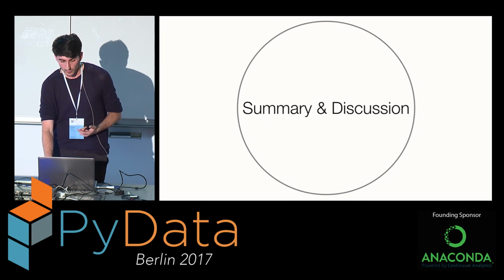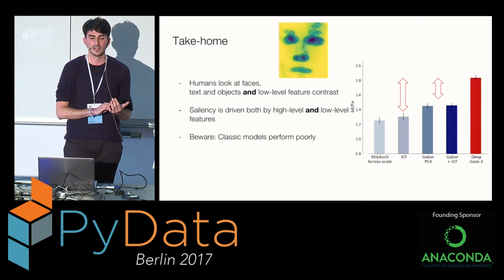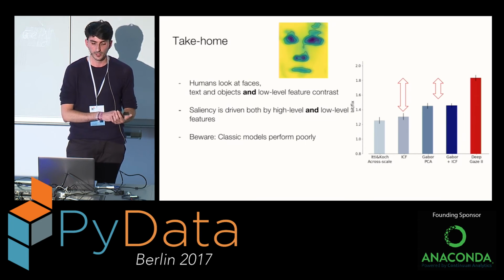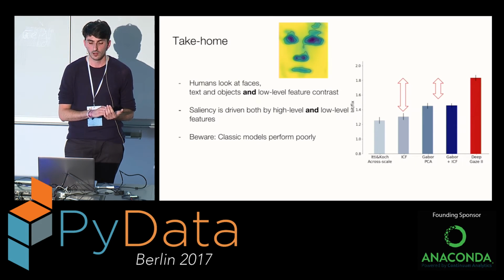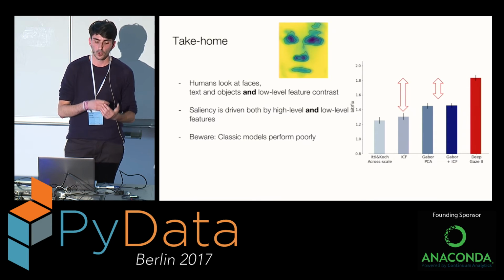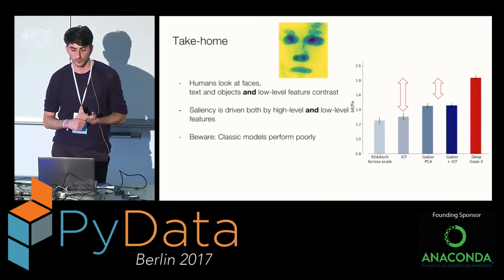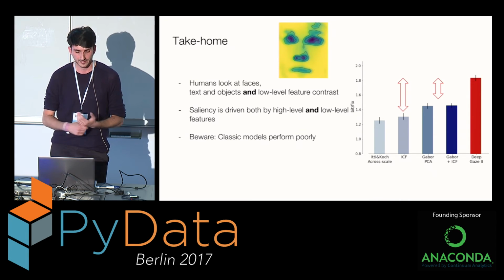So with my summary, I want to really make sure that you understand that humans tend to look at faces, at text, and at objects, but they also focus a lot on low-level feature contrast, so at color contrast, at orientation contrast, you saw that in the stimuli before, and also at intensity contrast. So we do look at lights.